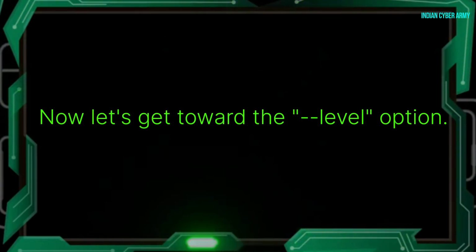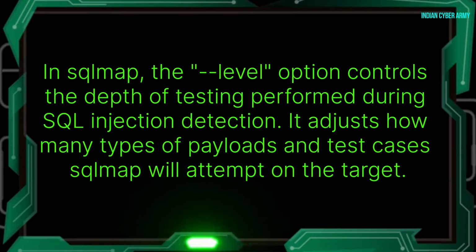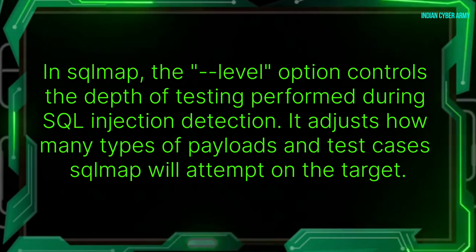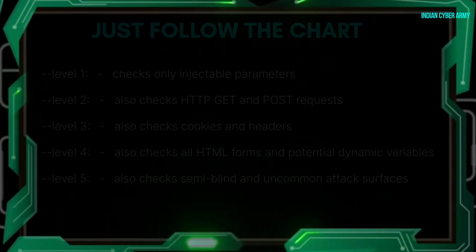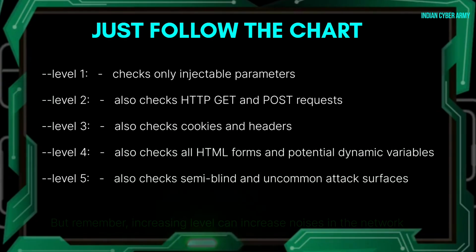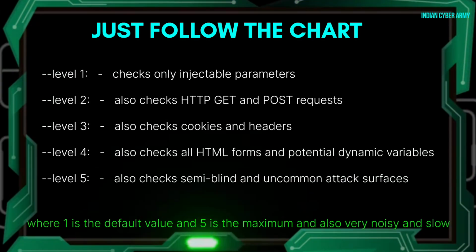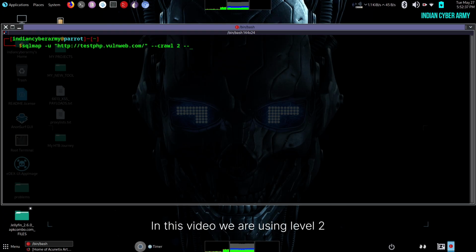Now let's get toward the --level option. In SQLMap, the --level option controls the depth of testing performed during SQL injection detection. It adjusts how many types of payloads and test cases SQLMap will attempt on the target. Just follow the chart. But remember, increasing level can increase noise in the network, where 1 is the default value and 5 is the maximum, and also very noisy and slow. In this video, we're using level 2.